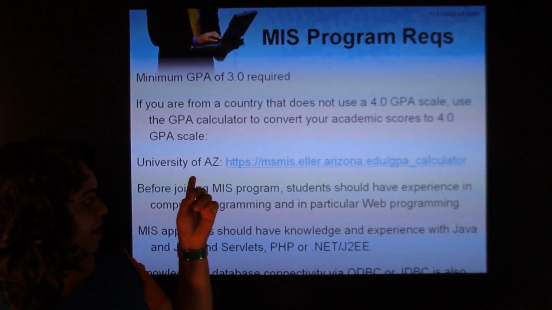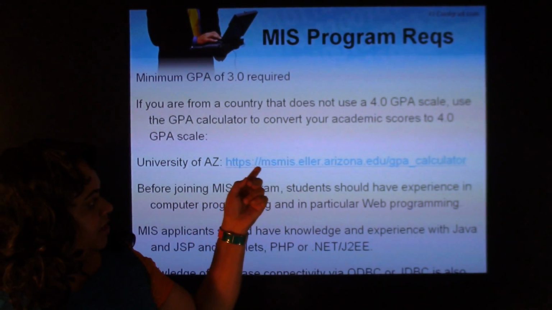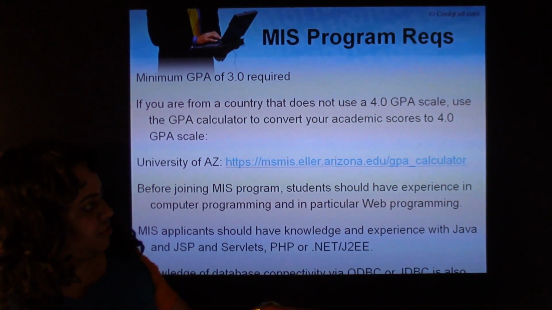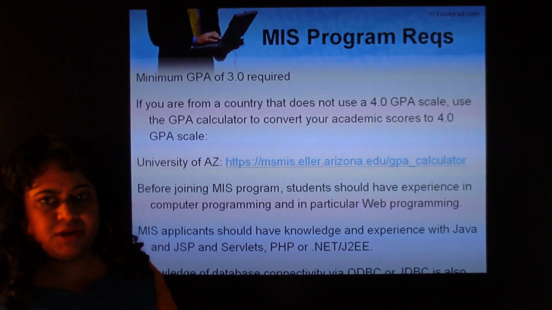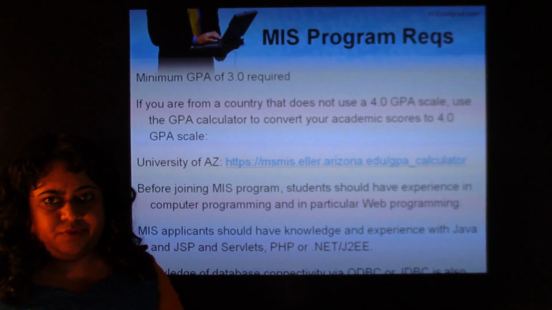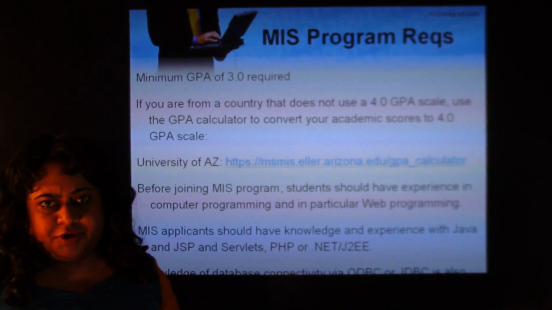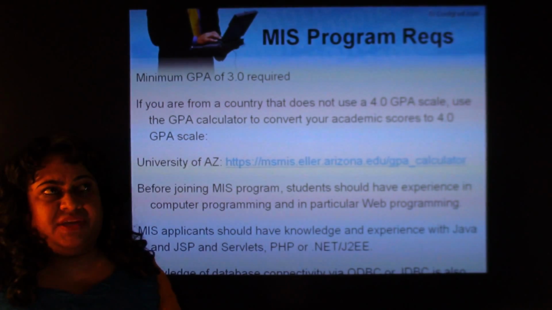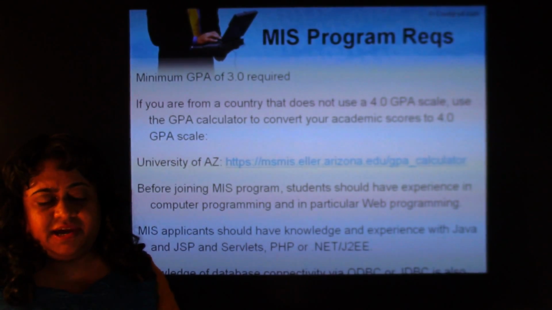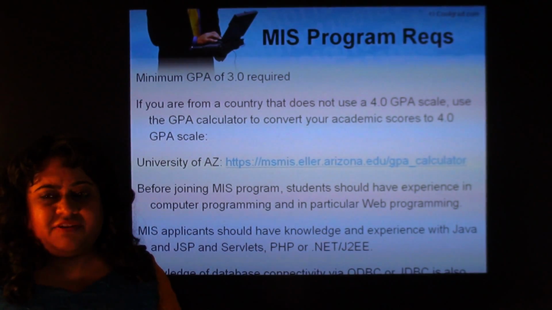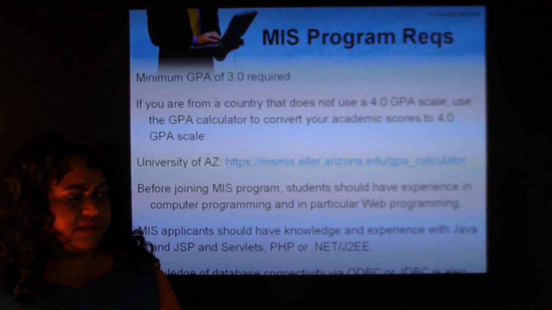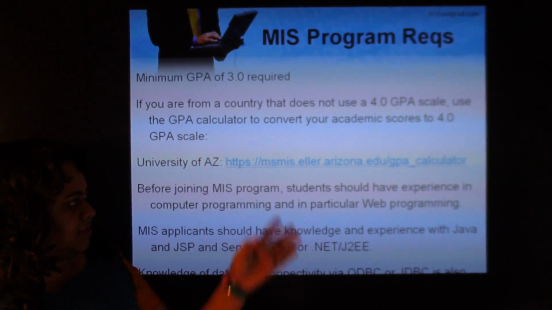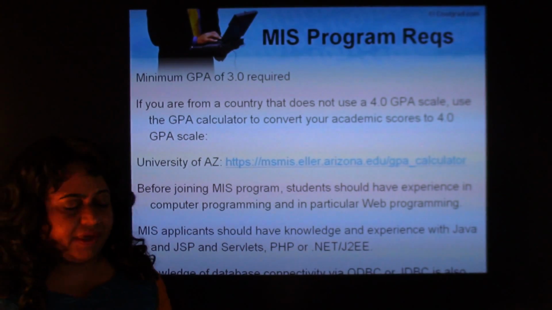For example, the University of Arizona has a GPA calculator at this URL, msms.ella.arizona.edu/GPA_calculator. If you go to this link, there is a software which helps you convert your undergraduate percentage into 4.0 GPA. So it's useful to know what your GPA is. Even if you have 69 or 70%, it might qualify to be an A grade sometimes, depending on your university and your core courses, how you performed in them. There are different ways in which they calculate this, and sometimes you might need more than 75% to get an A grade. It really depends, okay? So this is a good place to convert it into a 4.0 scale GPA.